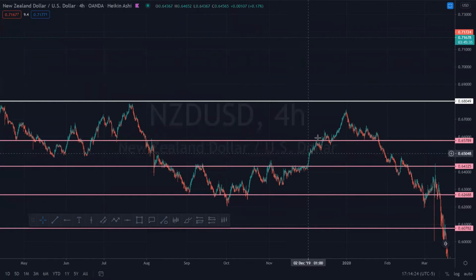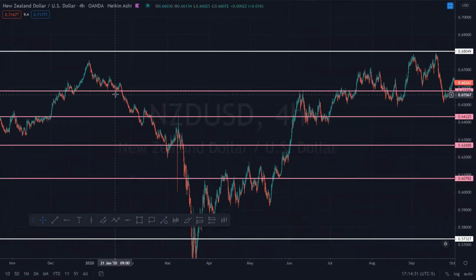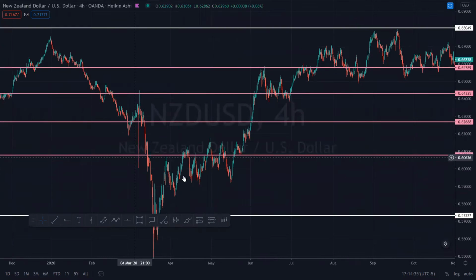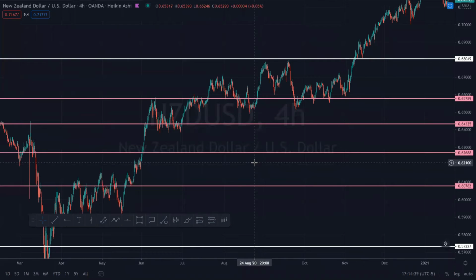Consolidated here, then it broke through. So it was forcing to go through here, bam. You see, look at it as I'm going back. Minor resistance. You see that? So I'm saying to you that price always tends to have the same behavioral pattern.